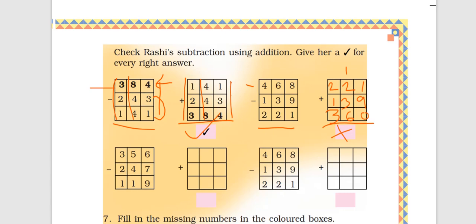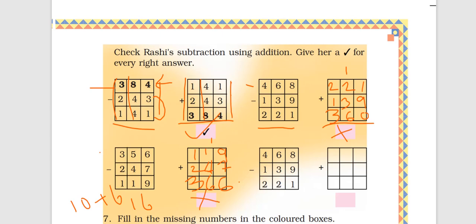Okay, the next one, let's see this one. 119 plus 247. 9 plus 7 is 16, which is 1 ten and 6 ones. We will put the 6 ones in the ones column and carry the 1 ten to the tens column, which gives me 1 plus 1 plus 4 is 6 and 3 hundreds. So I got here 366, whereas Rashi got 356. So her answer is again wrong.